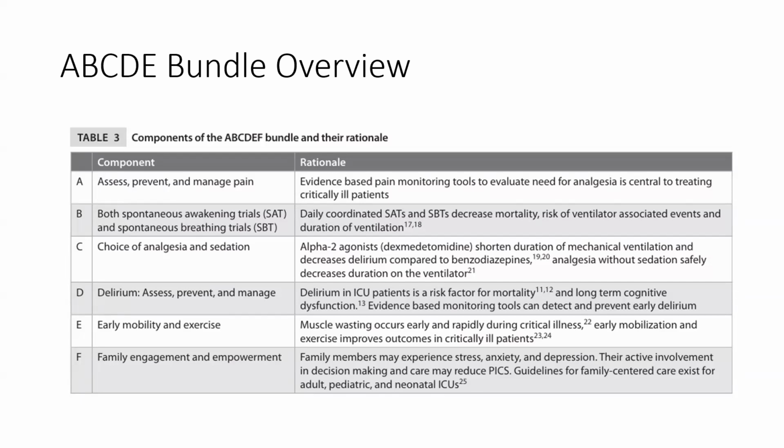Then F is family engagement and empowerment. Family members may experience stress, anxiety, and depression. Their active involvement in decision making and care may reduce post-intensive care syndrome. Family-centered care exists for adult, pediatric, and neonatal ICU.